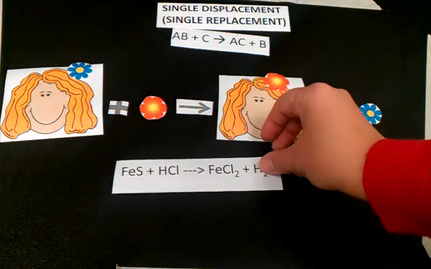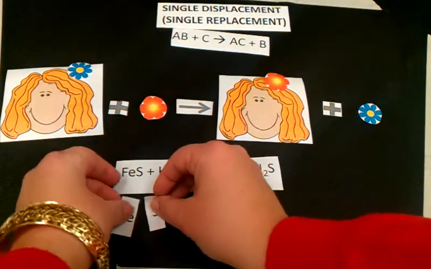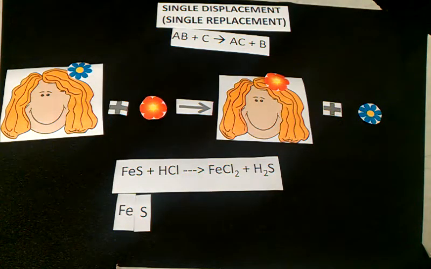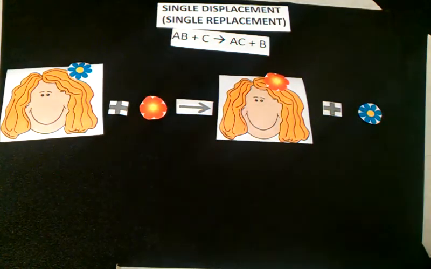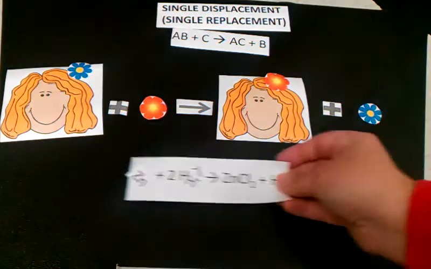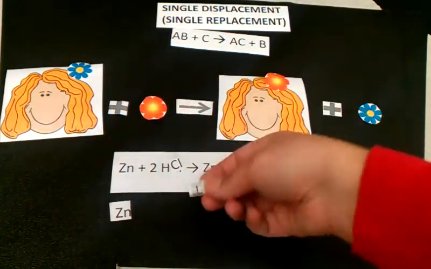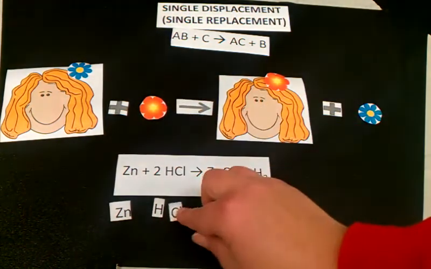We could take something like iron sulfide, where we've got sulfur and iron bonded. No, that's not right. I'm so sorry, that's not the right one. That's double replacement. We're going to get to that in just a second. Let's look at zinc and hydrochloric acid. Here we've got zinc and hydrochloric acid. So we've got hydrogen and chlorine bonded together. But zinc all by itself.